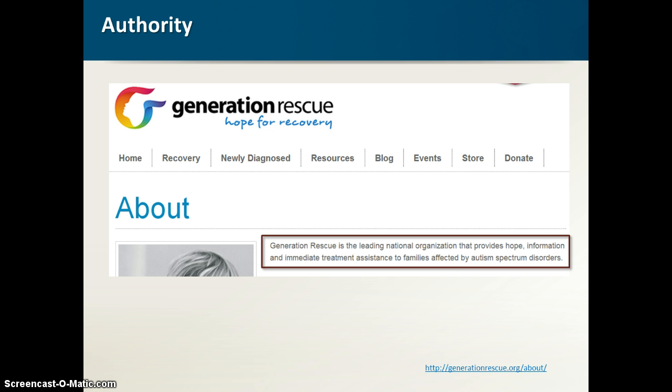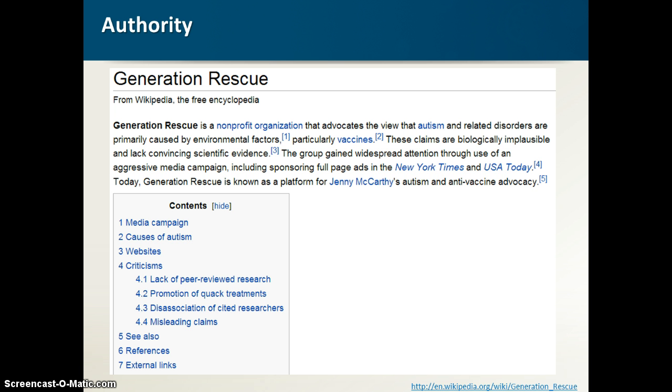But if I do a Google search and say, tell me more about this organization, I'm going to get to Wikipedia. And I know you've all been told never to use Wikipedia, but the fact is for most things, it's actually a pretty good resource. I wouldn't use it as a scholarly source in a paper, but if you just want an overview of a topic, Wikipedia is generally a pretty good spot.